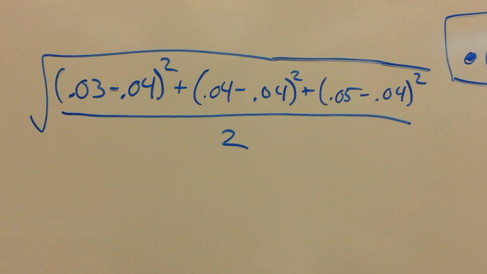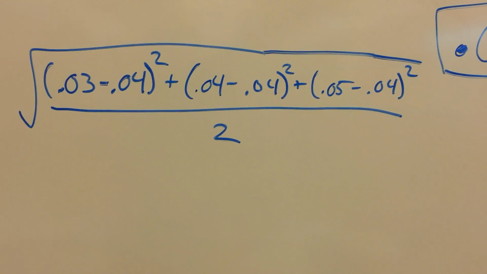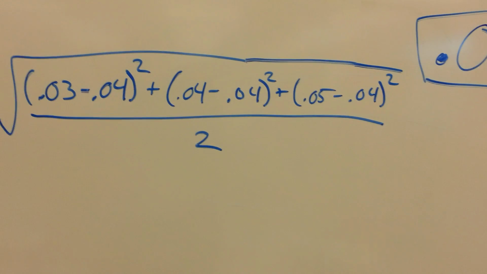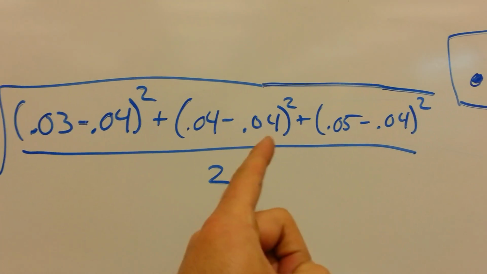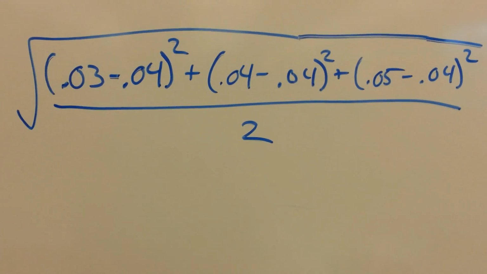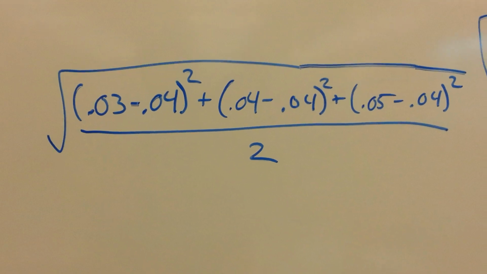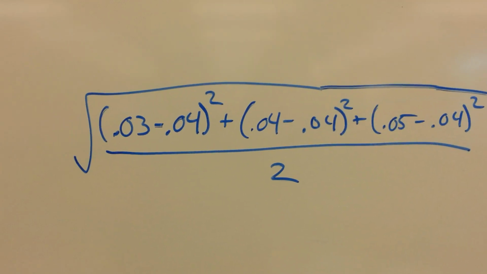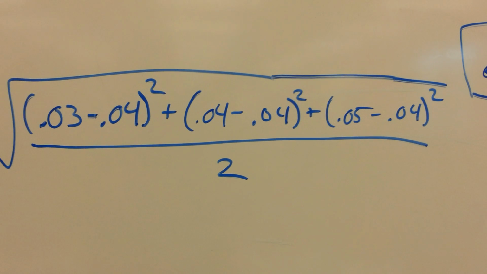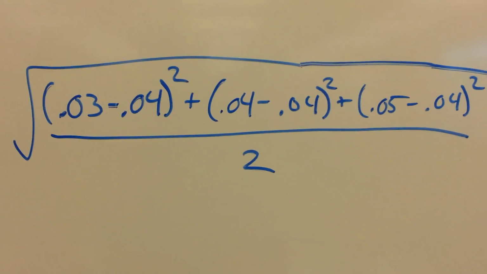So that's all you have to do. Plug in that formula all into your calculator. Do each square, each group first, and then add them all together, divide by 2, and then square root the whole thing. That's going to give you your standard deviation.